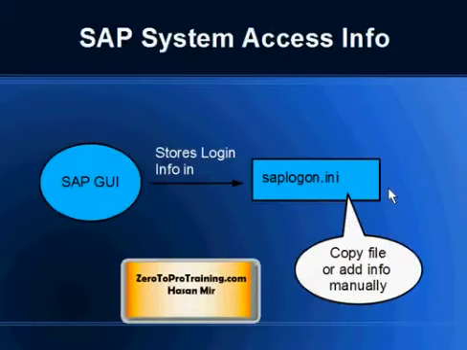When you use the SAP GUI client to connect to the application server, the logon information is residing in the saplogon.ini file on your computer. You can modify the content of this file, you can copy this file over to other computers, and you can do any operation on this file just like you can do operations on any other file.